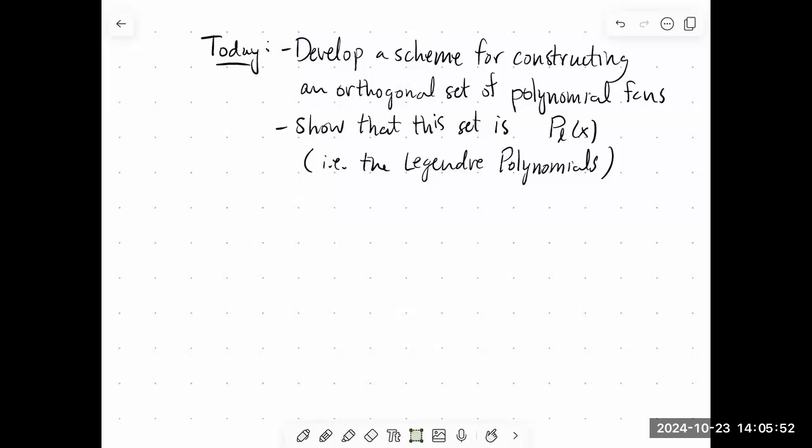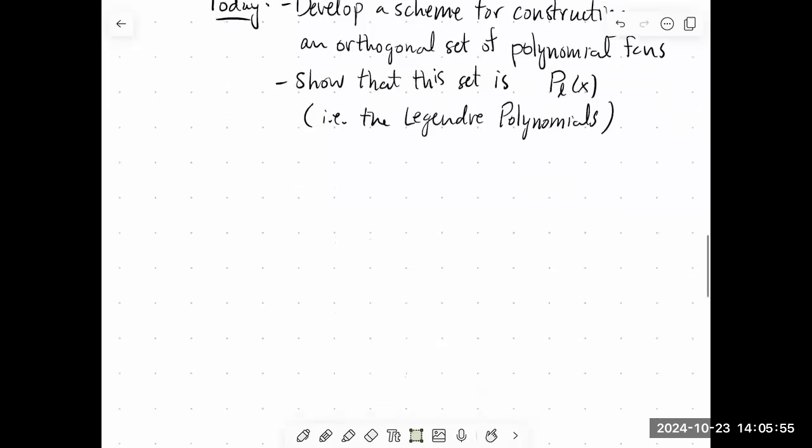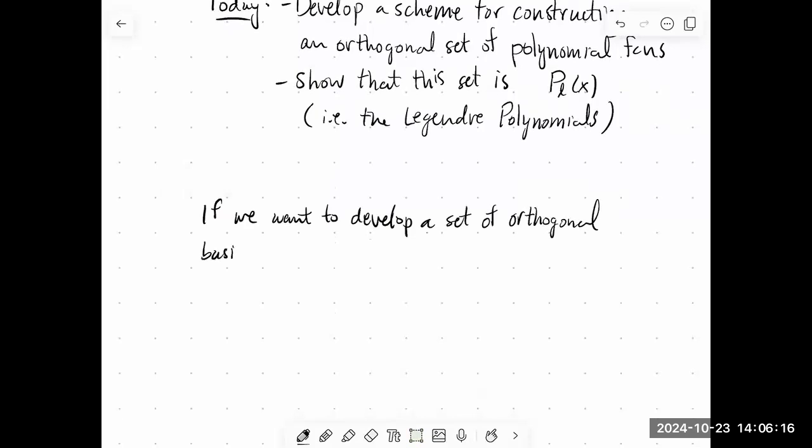And so the question is, if we wanted to develop a set of orthogonal basis vectors or functions, what is the procedure? So we'll work out this procedure and then I'll tell you what the name is, but let's see how we could do it.